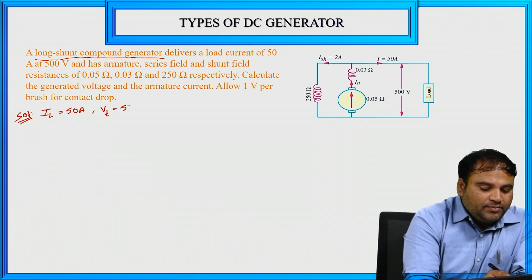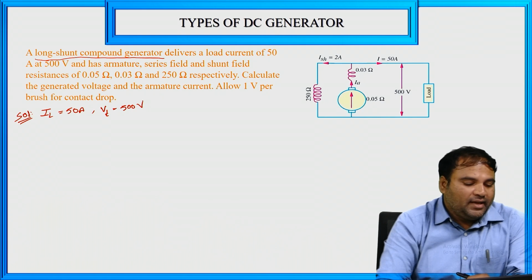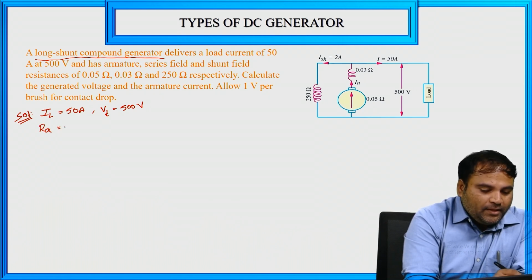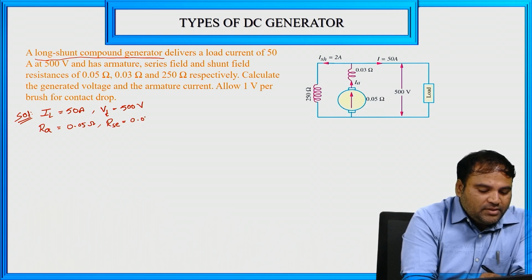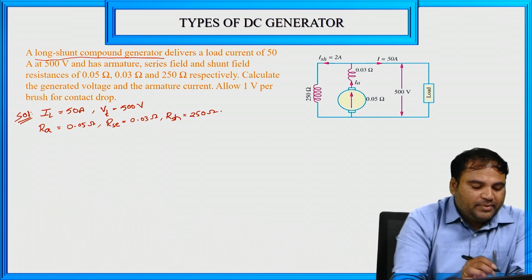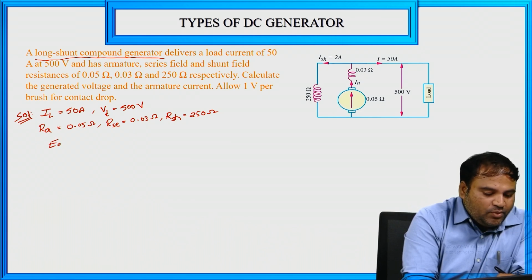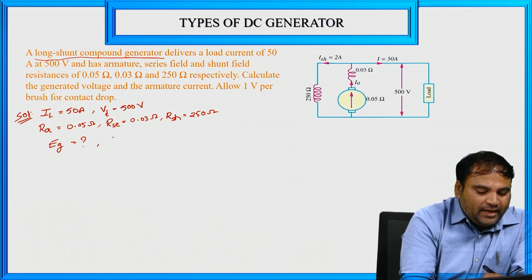Vt is equal to 500 volts, armature resistance Ra is 0.05 ohm, series field resistance is 0.03 ohm, and shunt field resistance is 250 ohm respectively. Now we need to calculate the generated voltage Eg and armature current Ia.